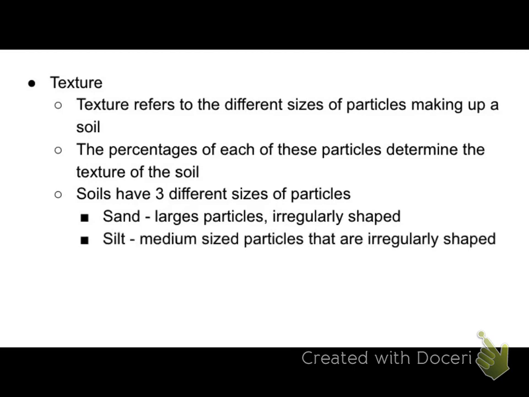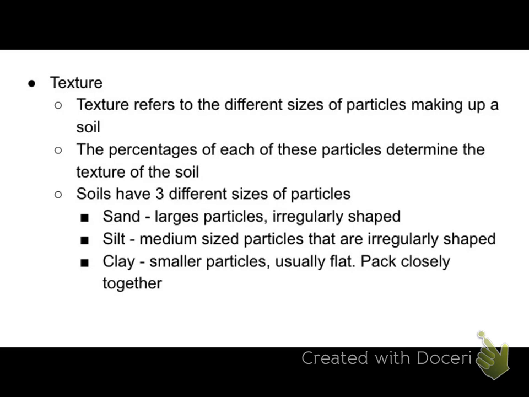Silt are medium-sized particles, so they're smaller than sand particles, but like sand particles, they are also irregularly shaped. And then the smallest of the particles are clay particles. These are small particles, and they're not irregularly shaped. They're usually flat, which means they pack closely together and don't allow water through them easily, which is why you will notice that areas that have a lot of clay in the soil do not drain well. They hold on to moisture.